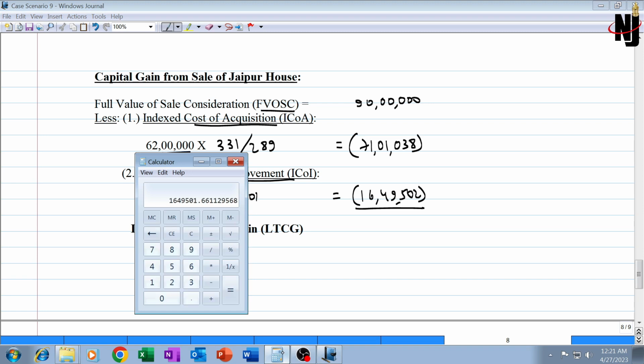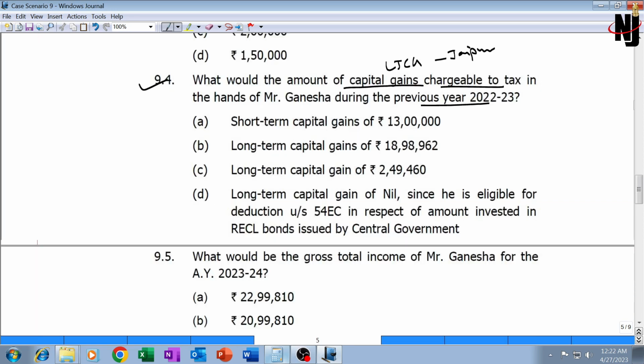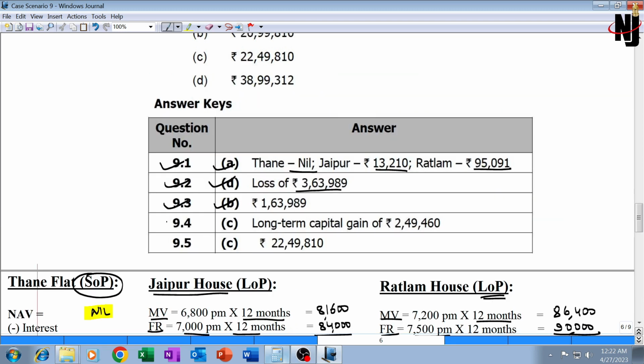LTCG thus will be 90 lakhs minus 71 lakh 01,038 minus 16 lakh 49,502, which is 2,49,460. 2,49,460 is our LTCG, long term capital gain. Let's check whether this is one of the options or not. For 9.4, long term capital gain of 2,49,460, C is the correct answer according to us. Let's check what's institute's answer. Institute's answer is also C, long term capital gain of 2,49,460.